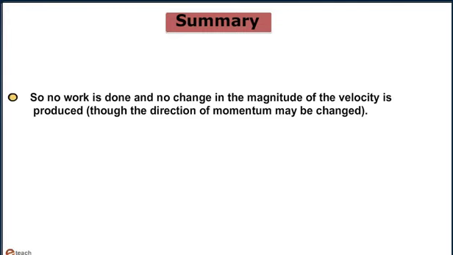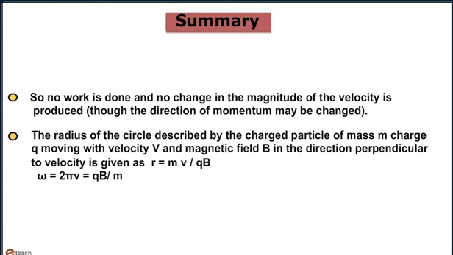The radius of the circle described by a charged particle of mass m and charge q moving with velocity v in a magnetic field B, in the direction perpendicular to the velocity, is given as r equals mv upon qB, and omega equals 2 pi nu equals qB by m.